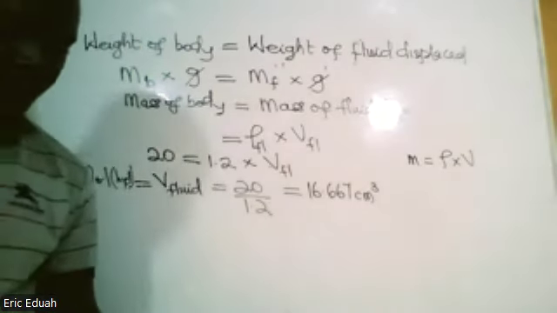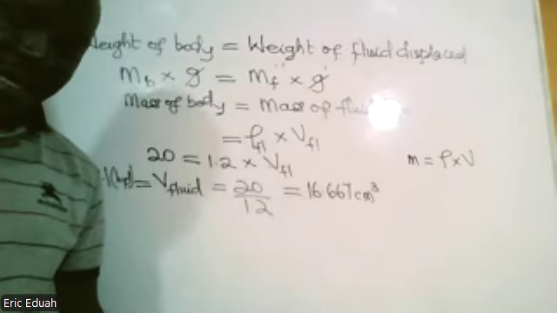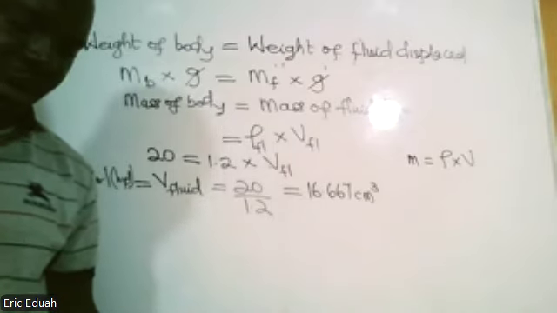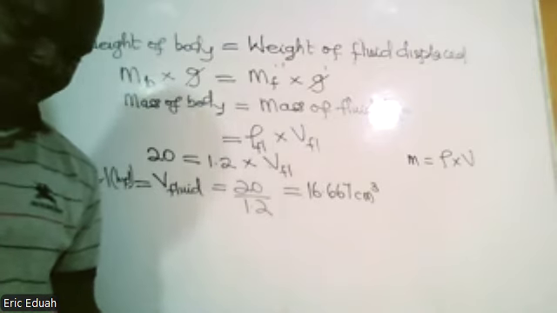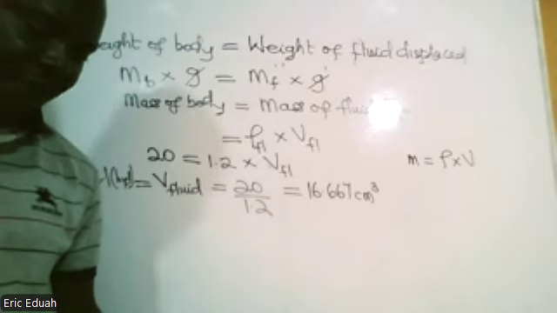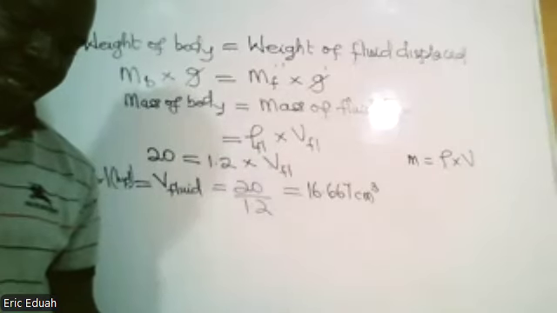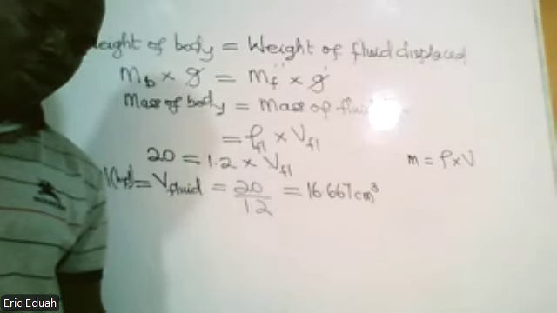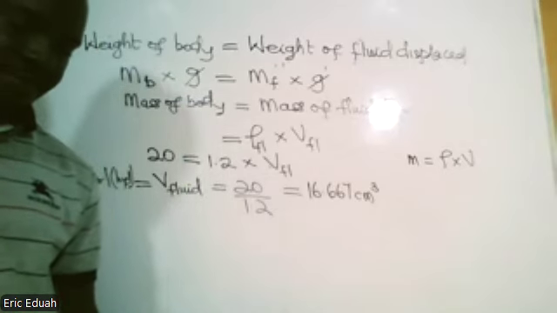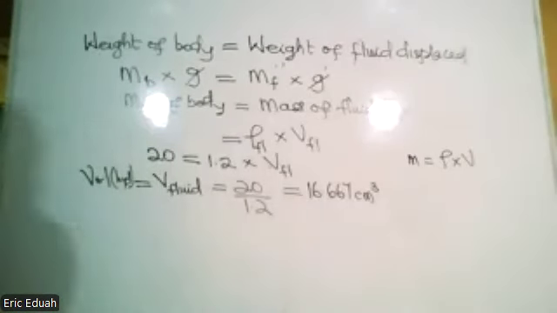See, an object of mass 80 gram and density 12 gram per cm cube is suspended by thread and lowered until half of its volume is immersed in a liquid of density 0.8. Calculate the weight of the object in the liquid. Okay. Calculate the weight of the object in the liquid.